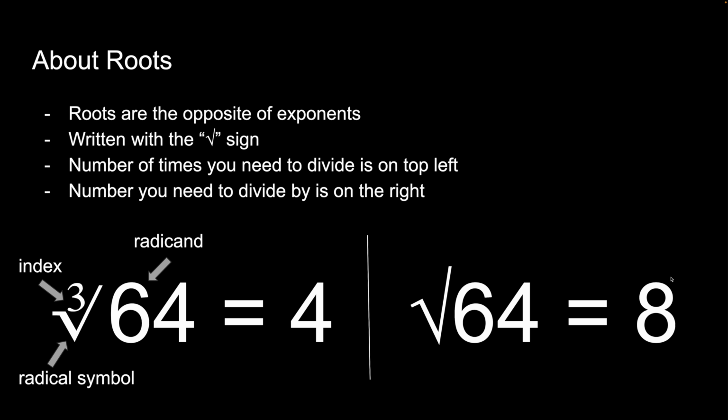Now here on the right we can see another example, but you can notice that this one has no index. Whenever a root has no index, you can basically think that the index means 2, and it isn't written because square roots are commonly found. Here, this would be read as the square root of 64, which would be 8, because 8 times 8 is 64.